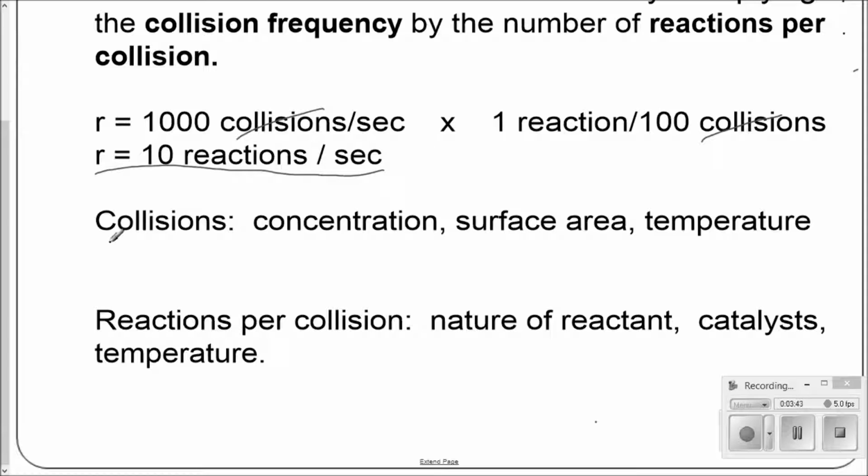What are the things that we can do to increase the rate of reaction? We can do two things. We can increase the amount of collisions that occur. We can do that by increasing the concentration of our reactants, so more things will bounce into each other. Or if reactants are in chunks, we can chop them into tiny pieces to increase the surface area. Or we could increase the temperature.